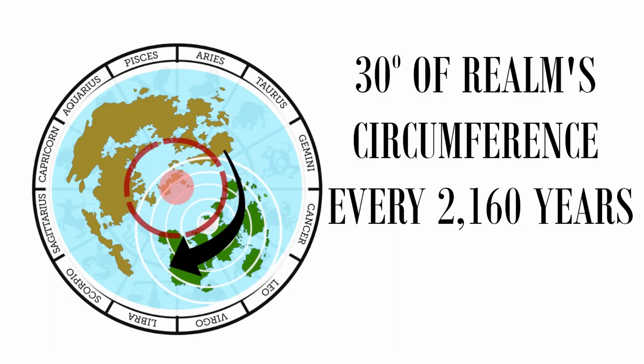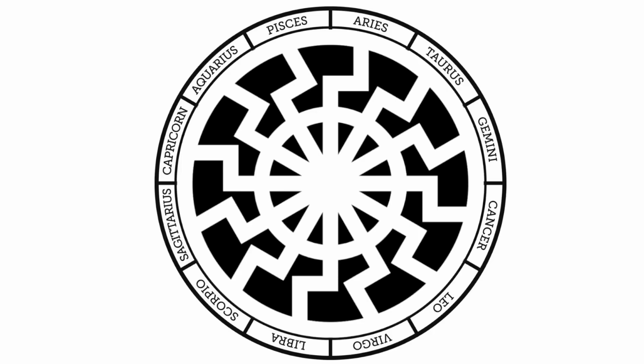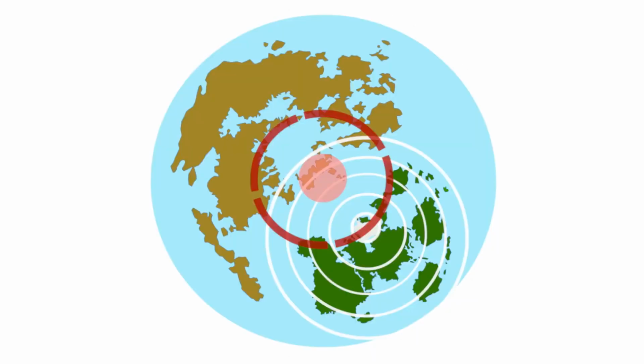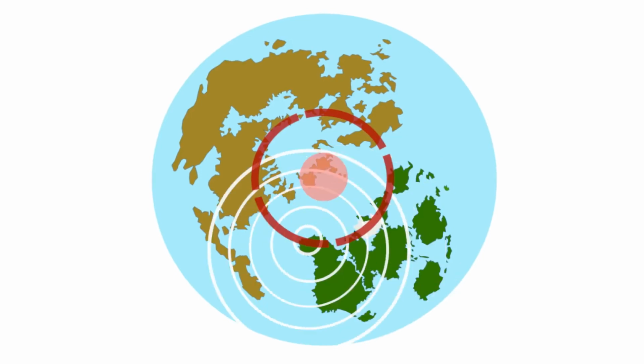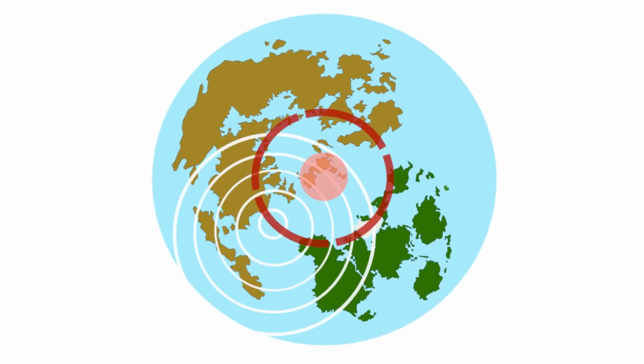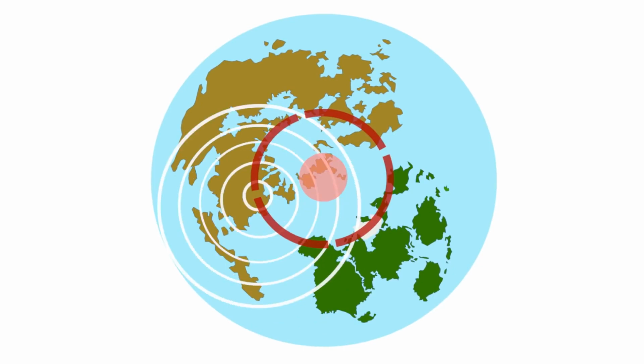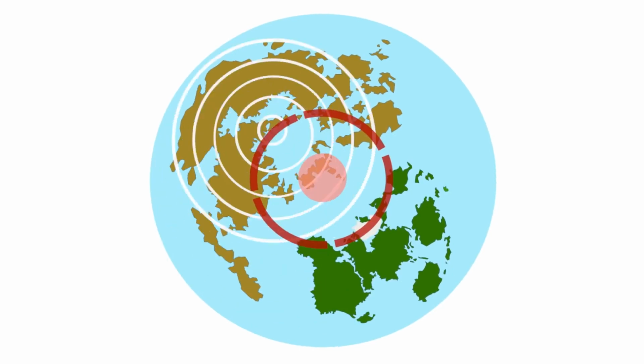And this is why the symbol of the black sun is a 12-spoked wheel. Each spoke represents a fixed constellation of the zodiac. Each section is an individual age. And the result is a situation like this. Every 2,160 years, our north magnetic pole circles the inner solid core and vortex by 30 degrees.